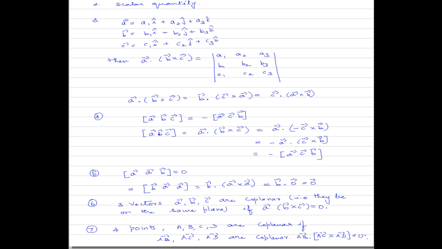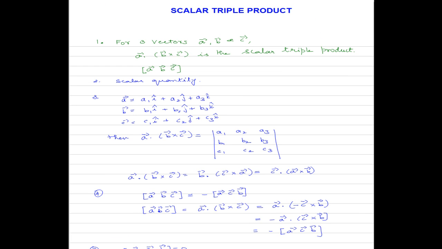So with this introduction to scalar triple product, we can try to solve some problems. So there are 7 important properties in scalar triple product, after which the problems are very easy. Let us now start doing problems in exercise 10.5.